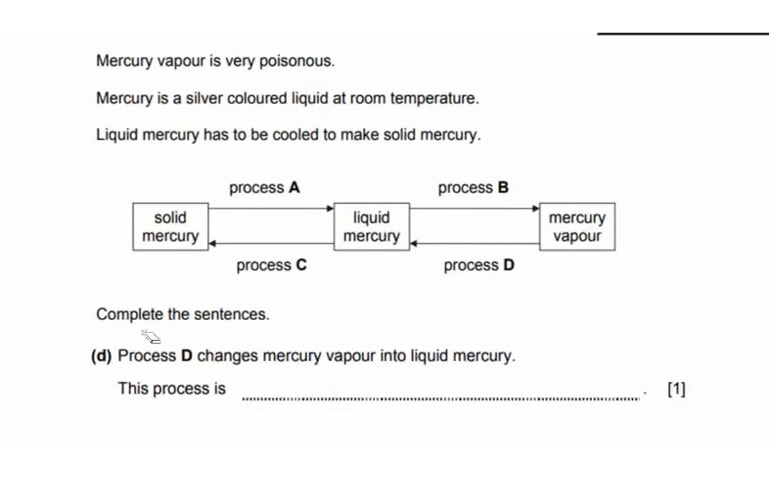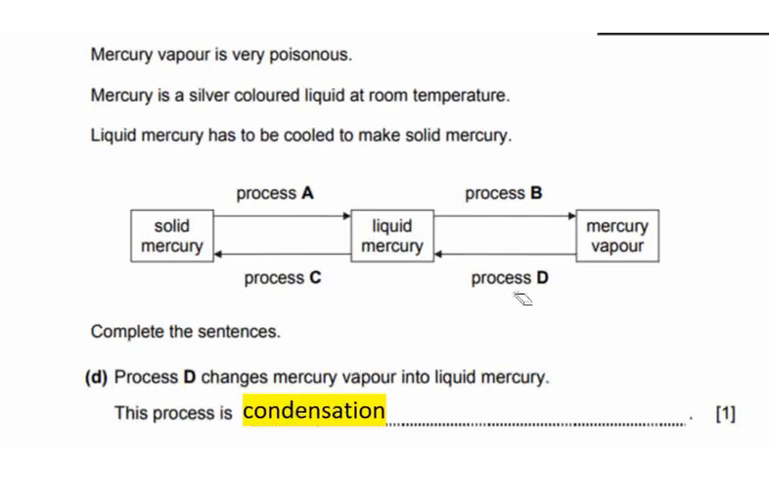Question D. Process D changes mercury vapor into liquid mercury. This process is... The answer is condensation.